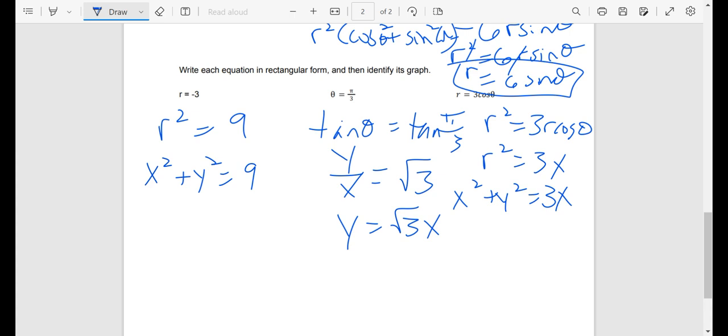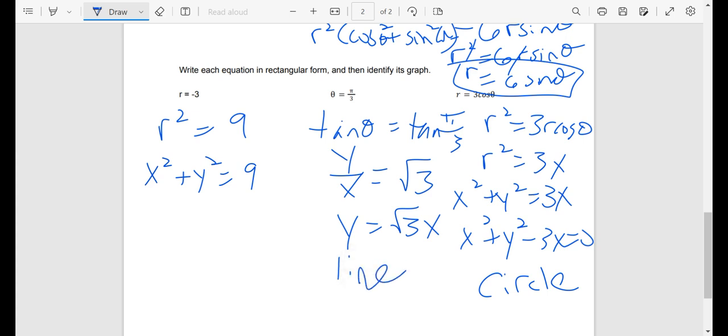Move that 3x to the other side. x squared plus y squared minus 3x equals 0. I'm not going to expect you to go fully standard form, but you should recognize, hey, this is a circle. Just like the previous one, you should know it's a line, and then circle for the first one.